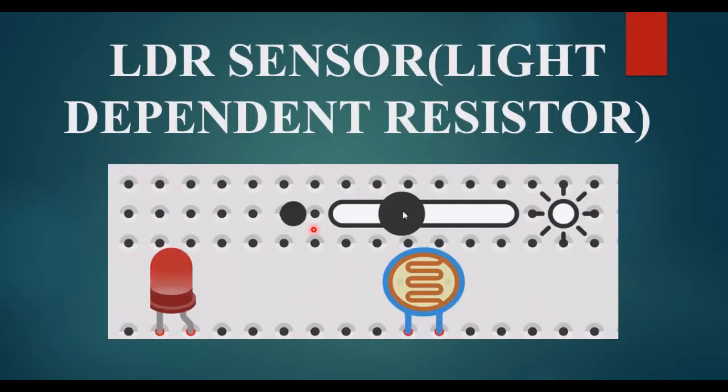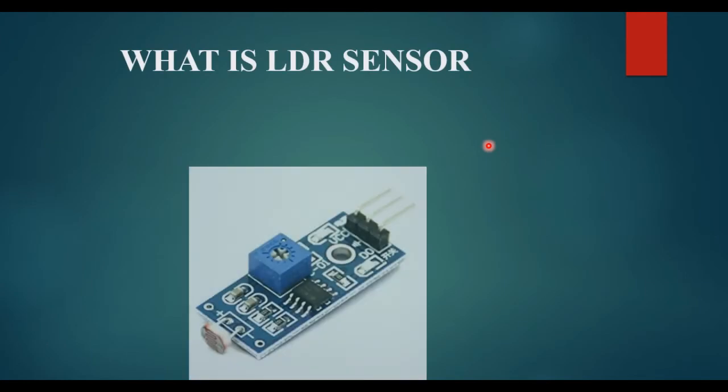So now coming to the next sensor, which is the light dependent resistor. This sensor is known as the LDR sensor, which is light dependent resistor. Okay, so what does a light dependent resistor mean? The name itself says that it depends upon the light. Whatever action it may do, it depends upon the light. Clear? So now what is an LDR sensor? This is how the Arduino LDR sensor looks.